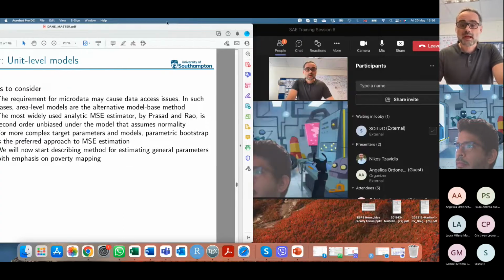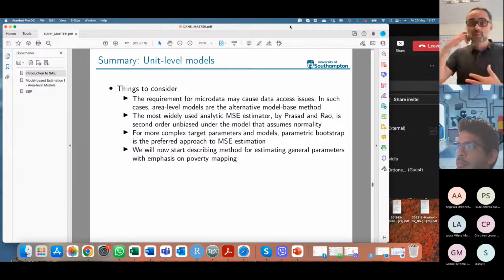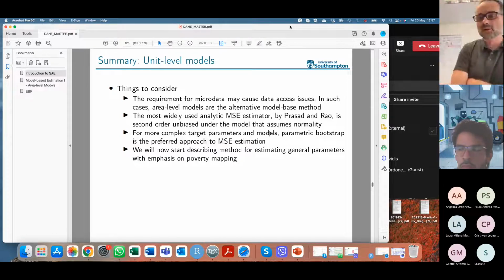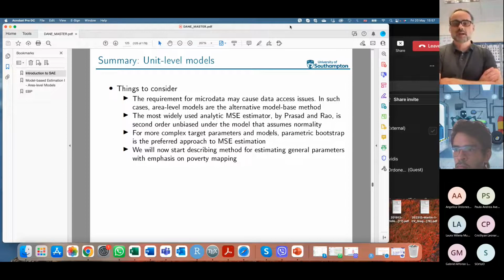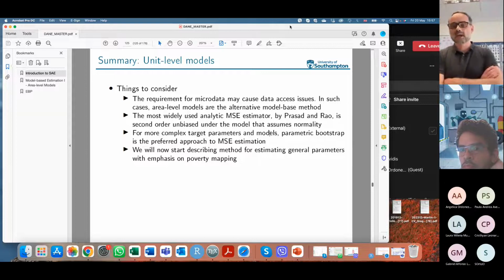Okay, so other things to consider. As I said, the requirement for microdata may cause issues with accessing the data. Obviously, you may not have a problem because you are already within the organization, but generally speaking, it's something to consider. If you don't have unit level data, then area level models are the alternative model-based method. The most widely used analytic mean squared error estimator by Prasad and Rao is second order unbiased under the model that assumes normality, so that's a good property.